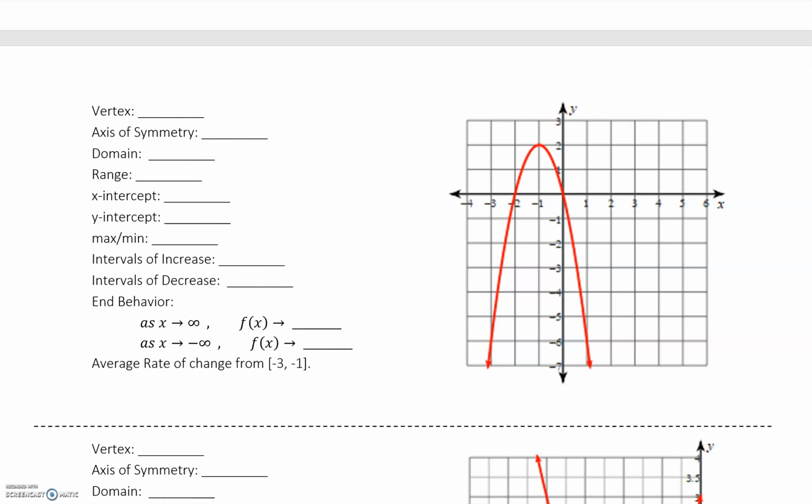Okay, we're going to do this one a little bit quicker. So our vertex here is going to be either the highest or lowest. Since this is opening down, we're going to have a max. It's going to be at the top. So our vertex is at the ordered pair -1, 2. Like we said before, our axis of symmetry and our max or min come from that vertex. So the axis of symmetry is going to be where x is equal to -1, and we actually have a max this time, and it's at the y value of 2.